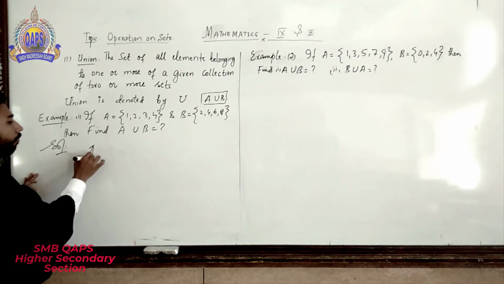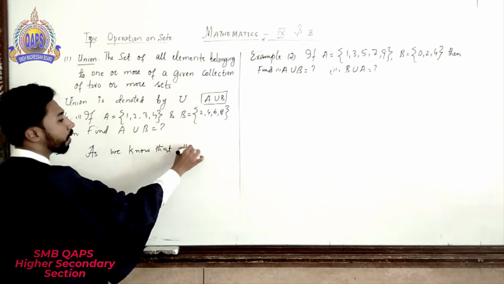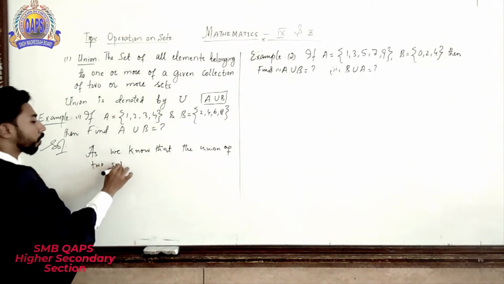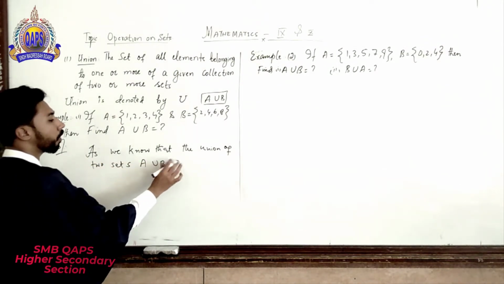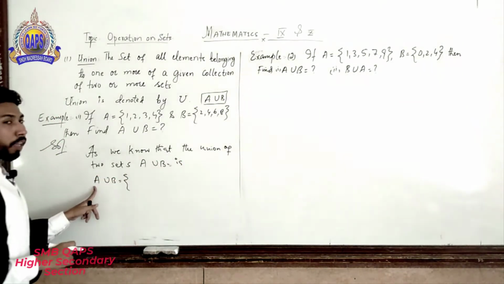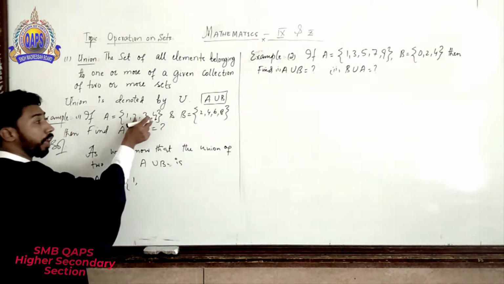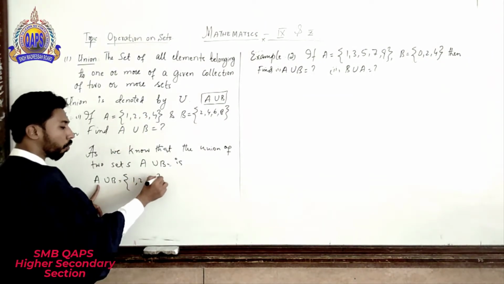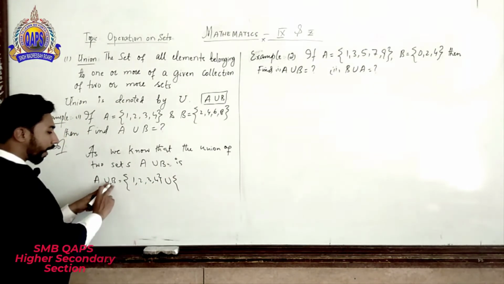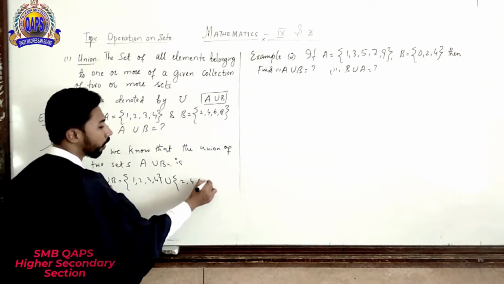So, solution: as we know, the union of two sets A union B is as follows. First we put the elements of set A, which are 1, 2, 3 and 4. Then we put the sign of union U, and then we put the elements of set B: 2, 4, 6, 8.